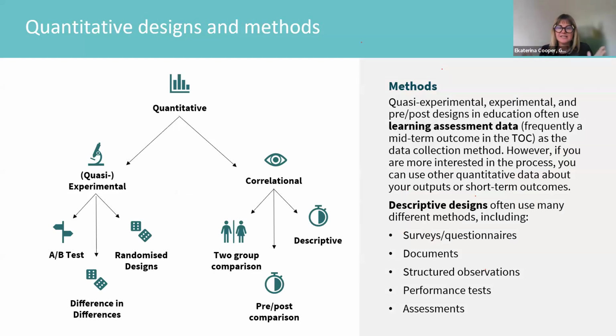Okay, so quantitative design methods, what are they made of? Let's drill down a little more to talk about more specific designs and how to use those designs, how to create those designs. So roughly speaking, we have two buckets. We have quasi-experimental or experimental, and correlational.